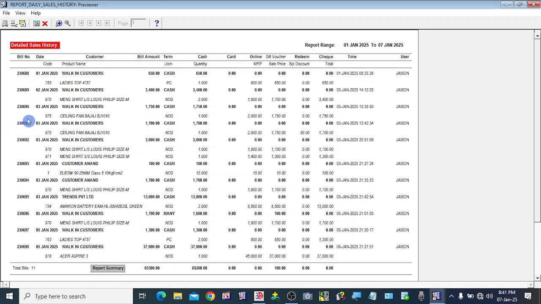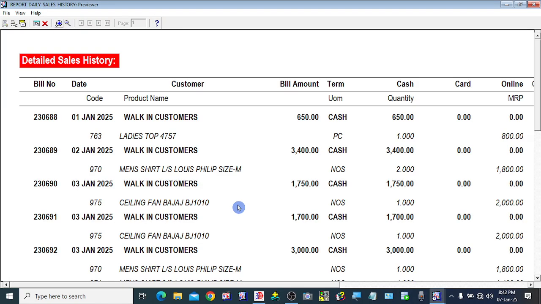what are the sales invoices we have generated, on what date we have generated, who is the customer, what is the bill amount, what is the payment mode against each bill, whether the bill is settled by cash, card, online, gift voucher, if the customer has redeemed any reward points, if any of the customers has settled via check, who is the user and at what time this bill was generated, along with, down below the bill information, we can see the inventory information also.